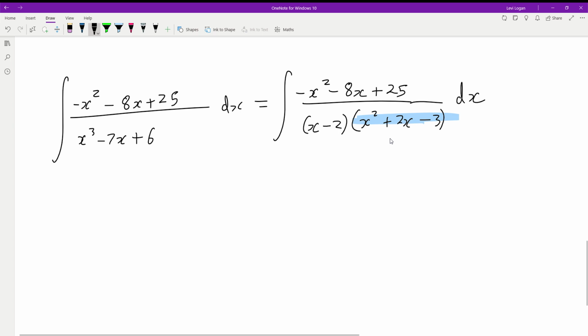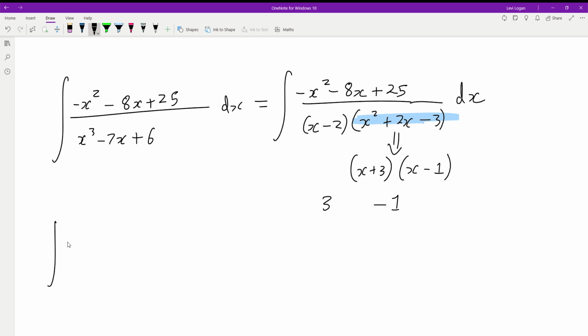We think of, alright, what two numbers multiply to give -3 and add to give 2? Straight off the back I can think of 3 and -1. So if you factorize that, that is the same as x plus 3 multiplied by x minus 1. And you can double check that if you were to multiply that out, you would get that there. So now what we have is the integral of negative x squared minus 8x plus 25 all over 3 factors, pretty much. So since we have 3 clean factors, what we can do now is partial fractions.